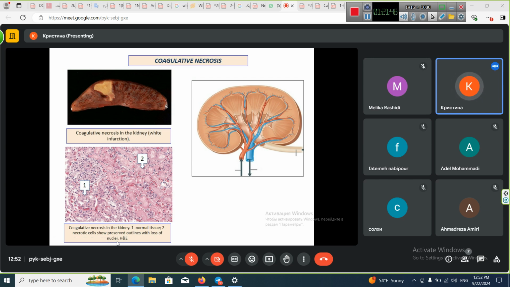Next, types of necrosis, coagulative necrosis. In this picture, you see the coagulative necrosis in the kidney. This white triangular-shaped area is the area of necrosis, which is caused by the stopping of blood inflow to this piece of tissue.